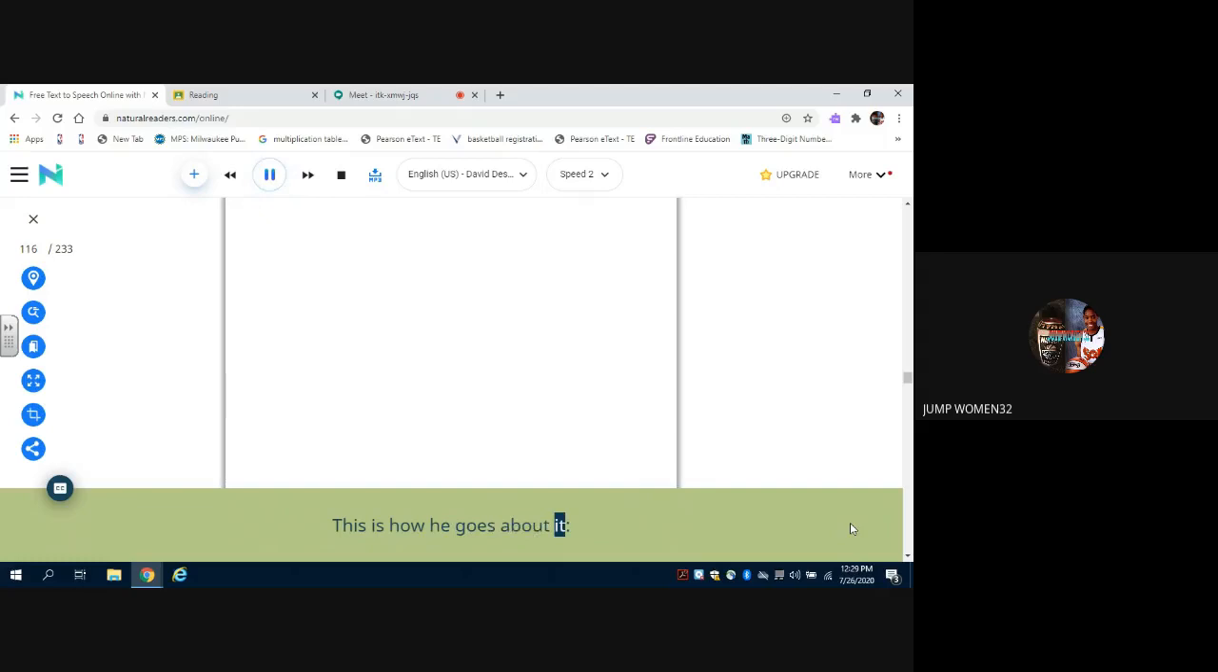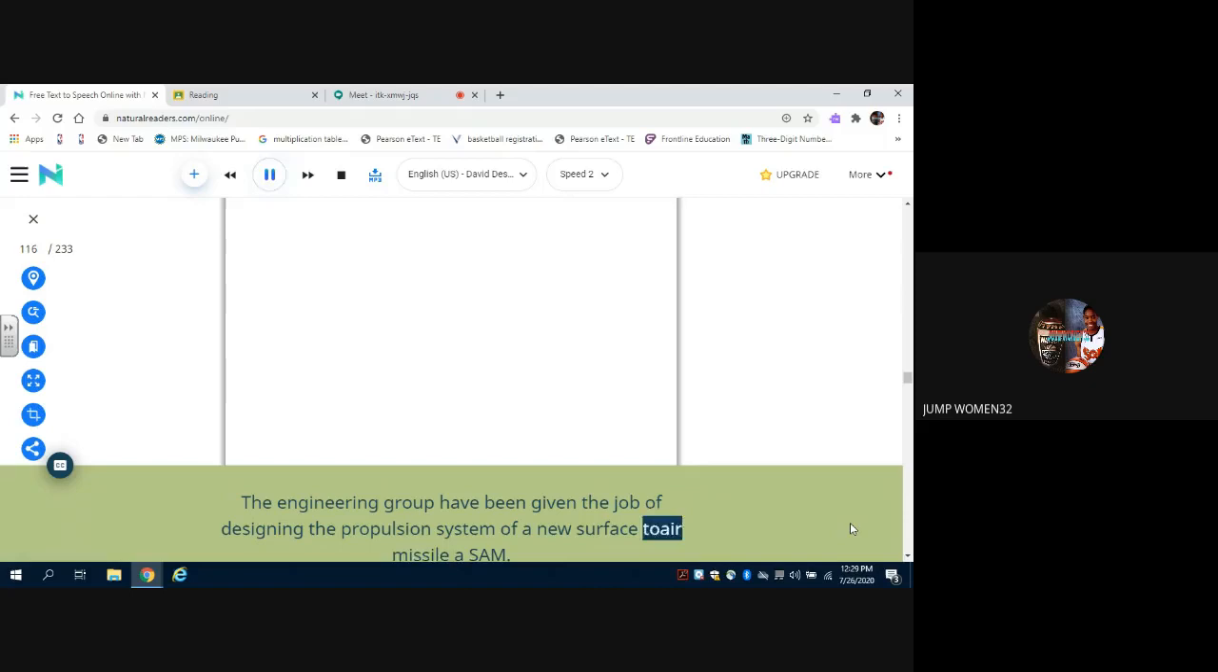The engineering group have been given the job of designing the propulsion system of a new surface-to-air missile, SAM. It is specified by the customer that it must work at any temperature likely to be encountered in military operations. The maximum dimensions are fixed, so that the missile will fit on existing launchers. It must be a package job, loaded at the factory, so that propellants won't have to be handled in the field. It must not leave a visible trail, which would make countermeasures easier. And, of course, it must have a much higher performance than the present system, which burns acid UDMH.